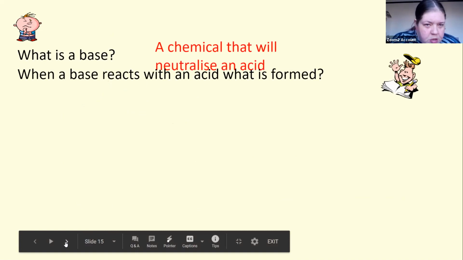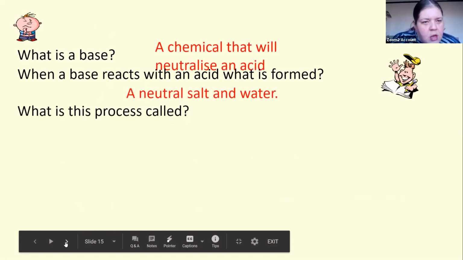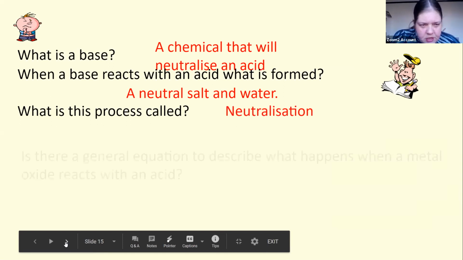And I don't know why I've got this, but I was probably going to ask the questions. So we've got a base reacts, we get salt and water. What's this whole process called? We've mentioned it quite a bit, but I'm going to throw that question out. So our base is our chemical that neutralizes an acid. When a base reacts with the acid, we form the neutral salt and water. What's the whole process called? In the chat box. Yep. Tally's got it. Well done, Tally. And 3 anonymous people now have got it. Awesome. Fantastic. It's neutralization. So well done, lovelies.